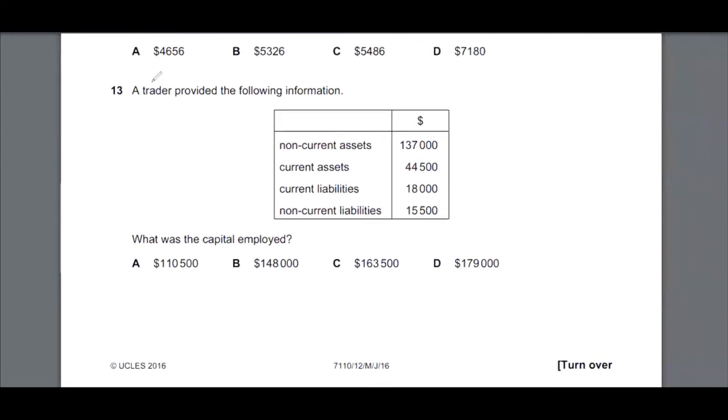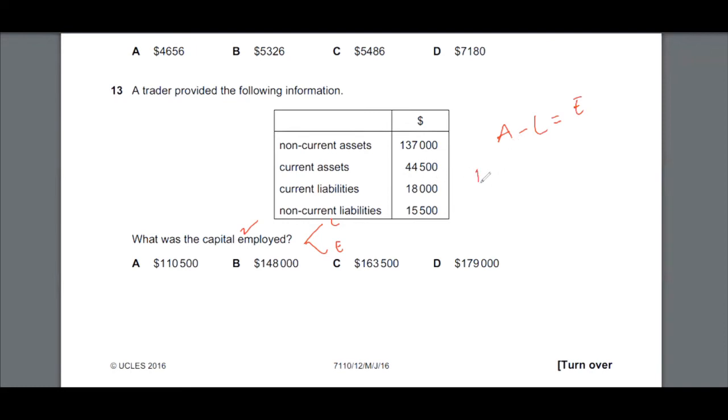Multiple choice 13: a trader provided the following information. What was the capital employed? Capital employed has two things: capital can be from loan and then equity. How do you calculate equity? You have to make use of the accounting equation: assets minus liabilities equals equity. You are not given the equity number here, so you need to calculate it.